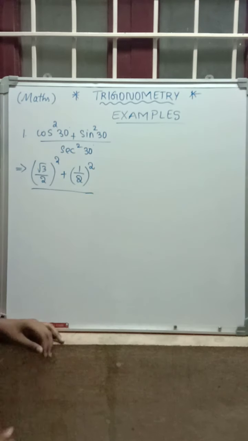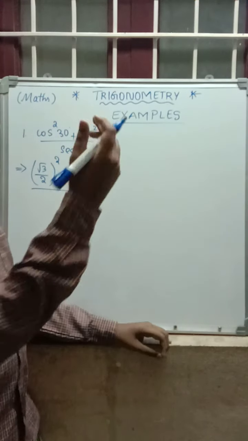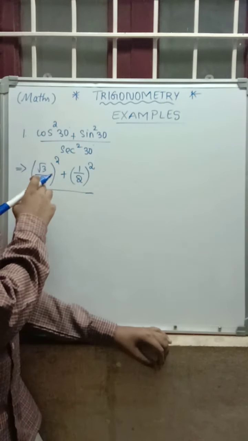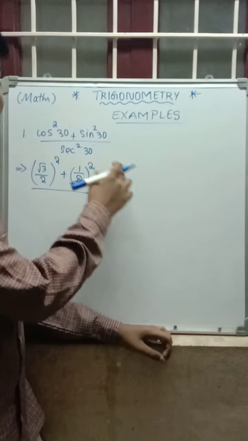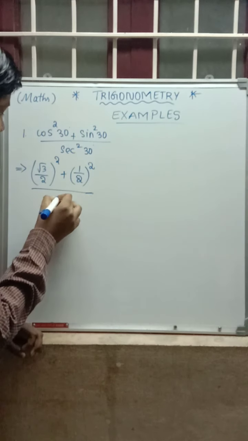By the secant square 30. Secant means 1 by cos, so 1 by cos 30 we can take. Cos 30 is root 3 by 2. So secant 30 will be 2 by root 3, the reverse of cos.